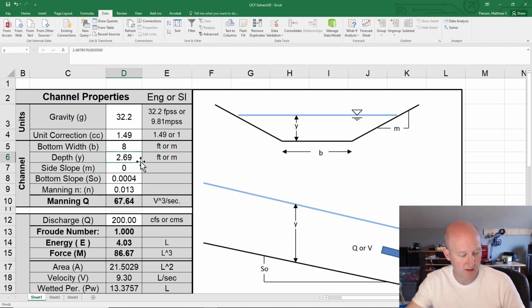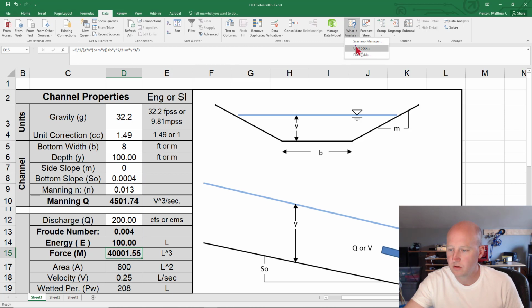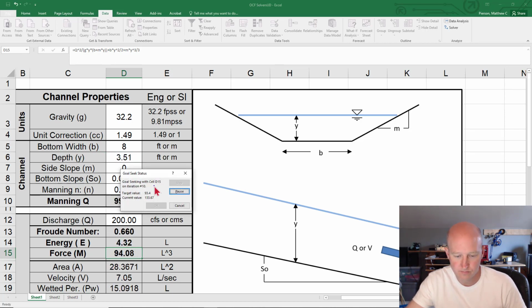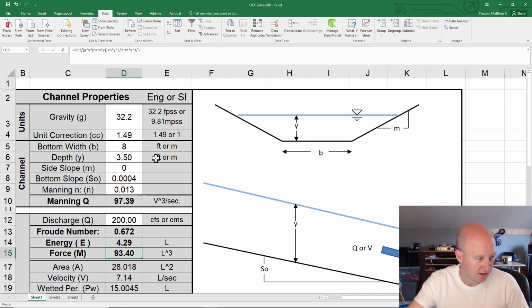So I'm just going to put in a really high number for depth, that ensures that we've got a subcritical depth. We could also just look at the Froude number and get that right. So we're going to goal seek. We're going to set the specific force to 93.4 by changing the depth. And I got 3.5.